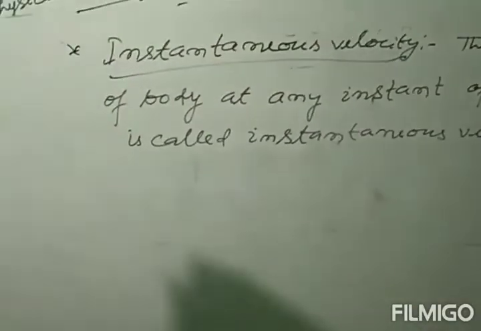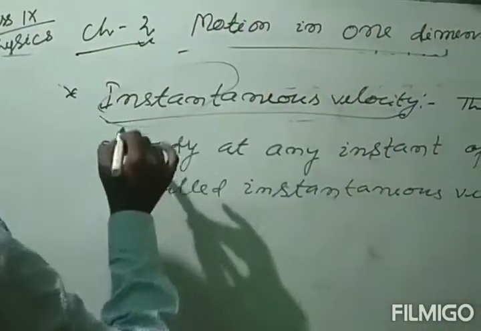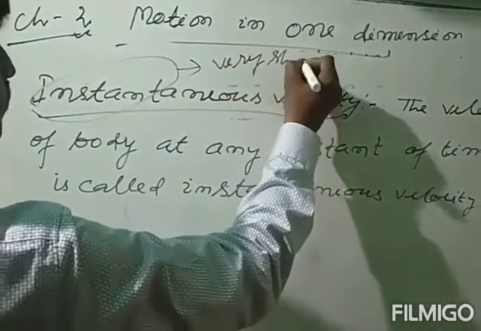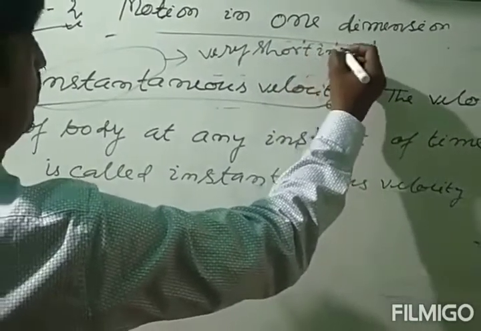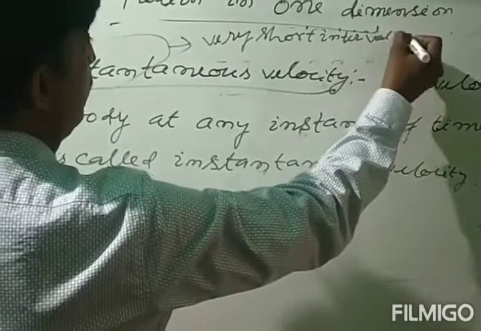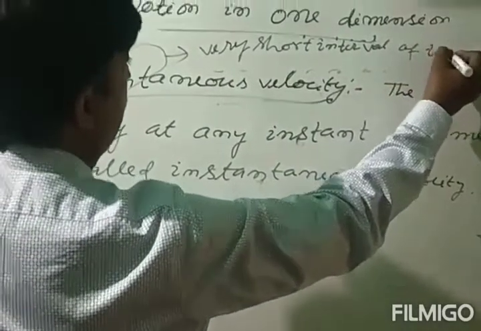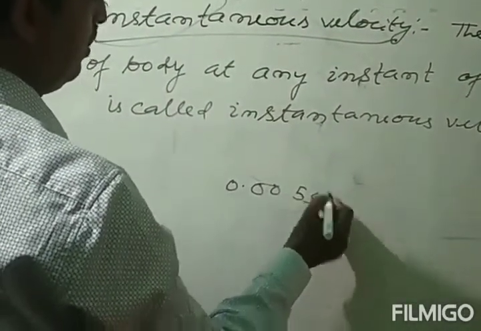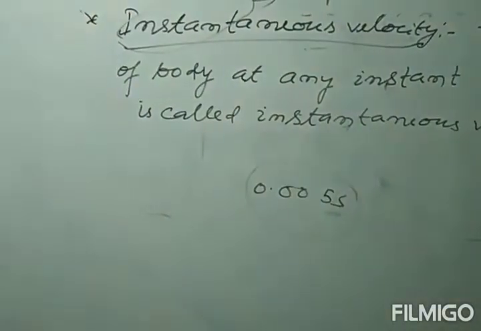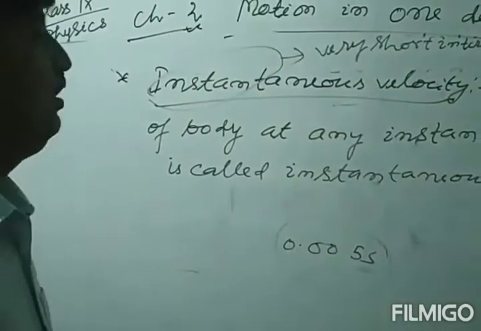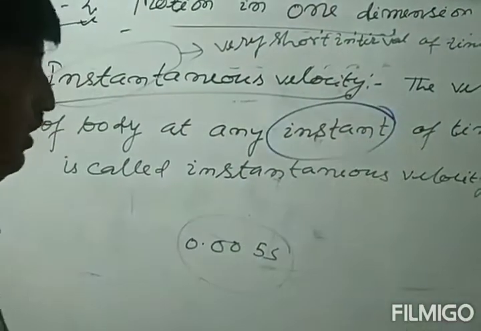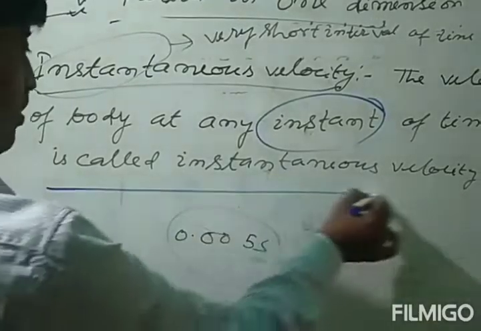So we need to know the meaning of instant. What is the meaning of instant? Very short interval of time, for example 0.005 second. This is a very short interval of time. So if a body moves with variable velocity, then the velocity of body at an instant, meaning a very short interval of time, is called instantaneous velocity.